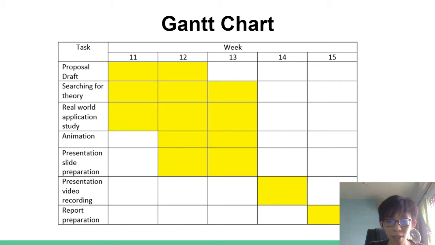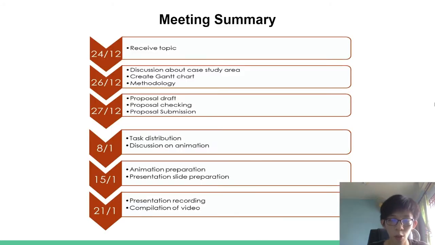After week 13, in week 14 we prepare the presentation video. We will record the video and do the combination, which our member Seng will help with by combining all of the video. After the video is done, we will move on to the report preparation. This will be done in week 15. Basically we have organized 6 meetings in total in this project.